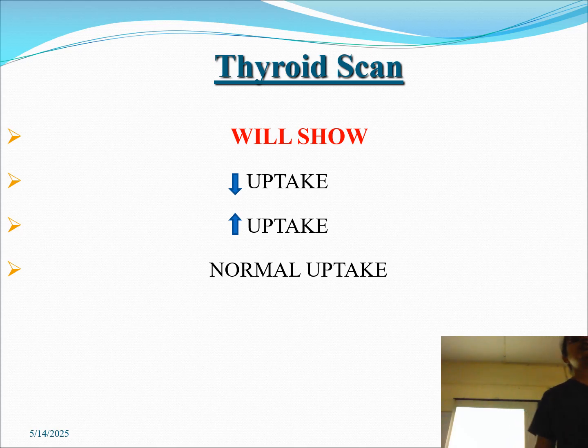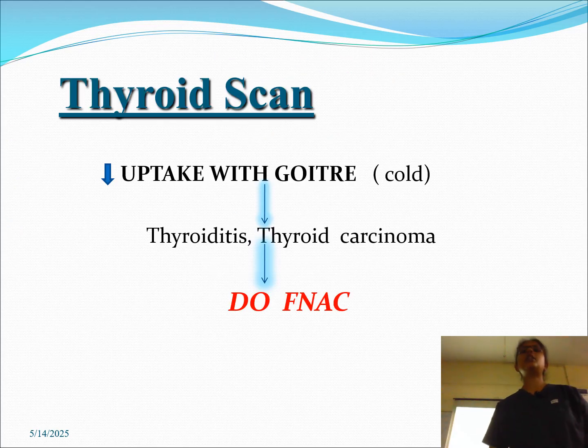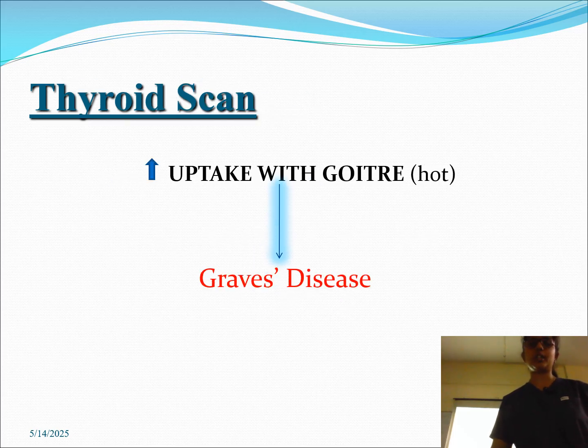Thyroid scan. This test will show decreased uptake, increased uptake, or normal uptake. For those who have thyroid nodules, you can do this thyroid scan. In the thyroid scan, if there is decreased uptake with goiter, then you will call it a cold scan. The causes could be thyroid carcinoma and thyroiditis. For this, you should do FNAC, and after that you act accordingly.